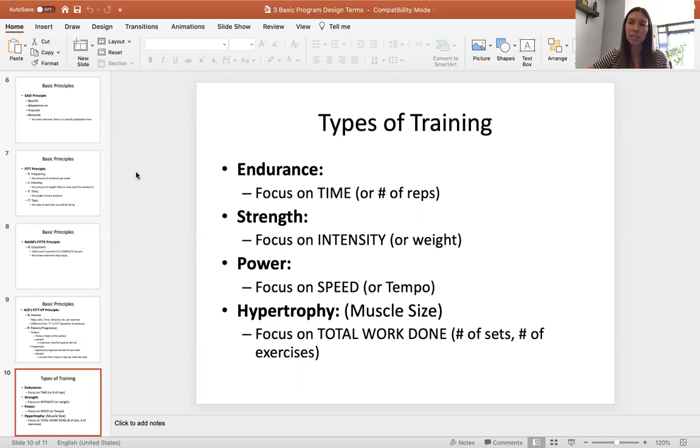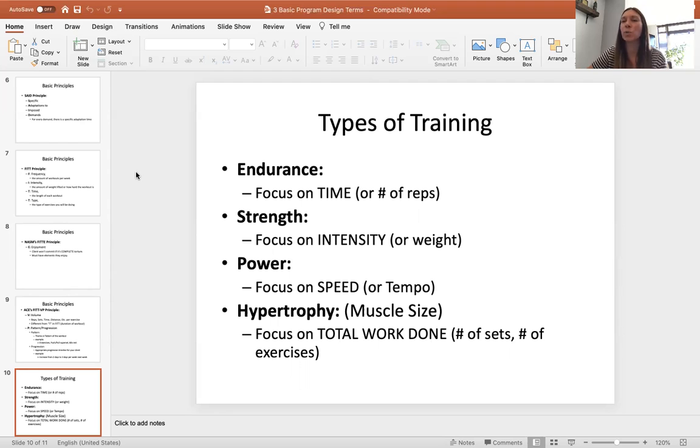Okay, I will explain this further once we actually get into resistance training. So power workouts, remember, focus on speed, that tempo. It has that speed component. How quickly can I move this weight? Think about shot putters, long jumpers, anything like that. Anybody swinging a baseball bat: how quickly can I hit this ball to hit it out of the park? So you have that speed component.